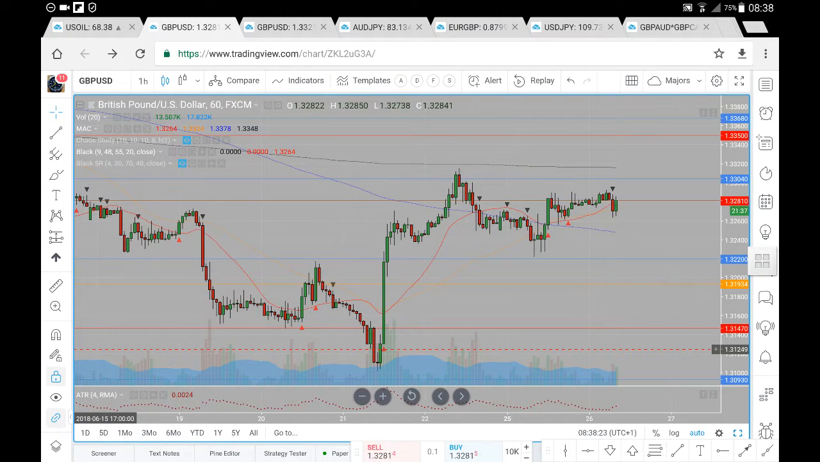So this is pound dollar analysis for Tuesday 26th of June. Now let's just have a look at prices and where prices may likely go. So previously we saw a pretty strong move to the upside from around 131.